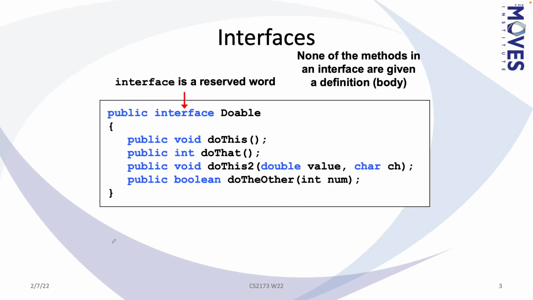Anyway, okay, so here's an example. Interface is a reserved word. When you type it in NetBeans, it shows up in blue. What that means is you can't define a variable, a class, a method, or anything calling it an interface.